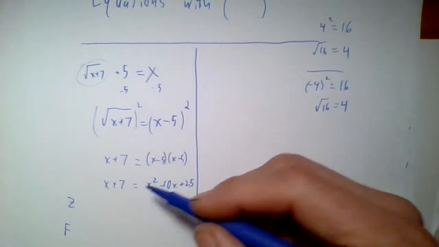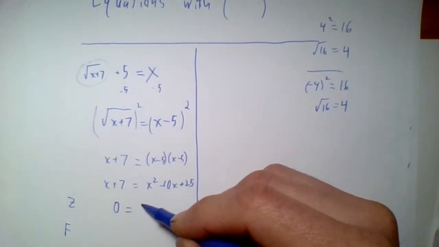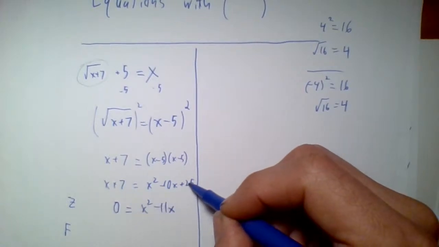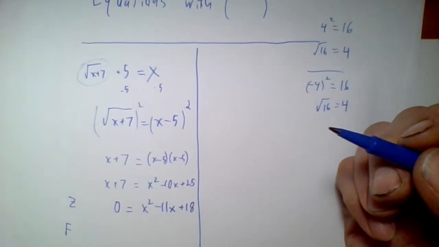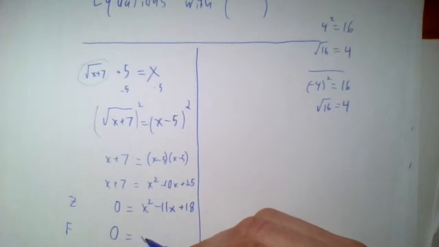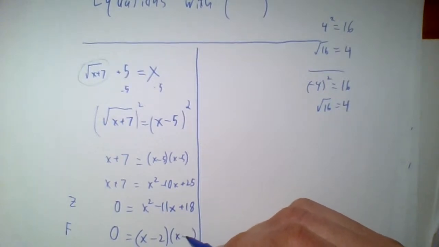So it turns it into an equation without a radical. Then I can get a 0 on one side if I subtract x. That's going to make that a negative 11x. And subtract 7, that's going to make that an 18. So when I move everything to one side, that's the form I got. If I'm able to factor it, I can solve it out that way. So I'm hoping this factors, and sure enough, it does.